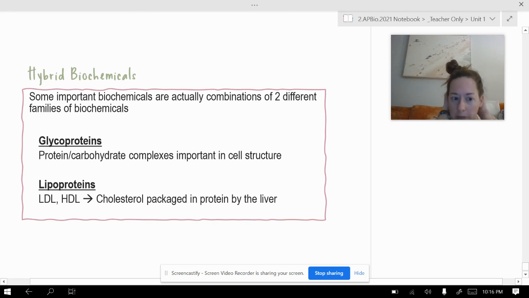Lipoproteins I talked about a little bit when we did lipids, but they are related to your cholesterol. So they're proteins that also have some lipid parts to them, and those are hybrids. So that is possible too.